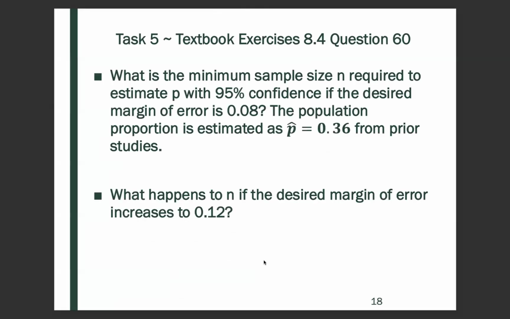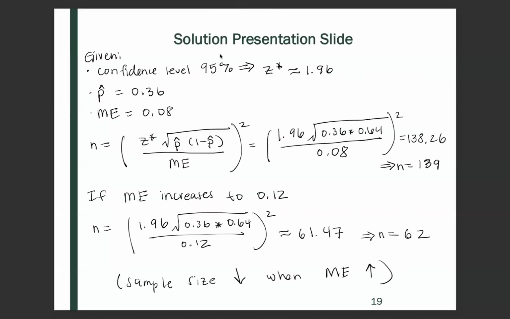What is the minimum sample size n required to estimate p with 95% confidence if the desired margin of error is 0.08? The population proportion is estimated as p hat equals 0.36 from prior studies. And then we want to know what happens to n if the desired margin of error increases to 0.12. So we're given the confidence level of 95%. So that's going to be 1.96. And then we have our p hat, which is given to us as 0.36, and the first margin of error that we're dealing with is 0.08.